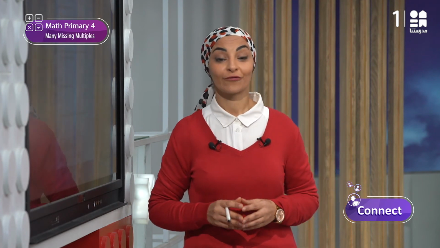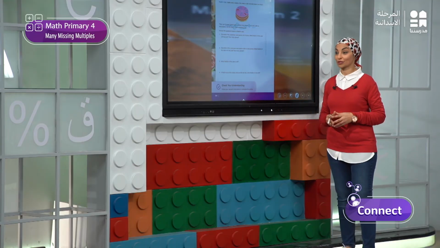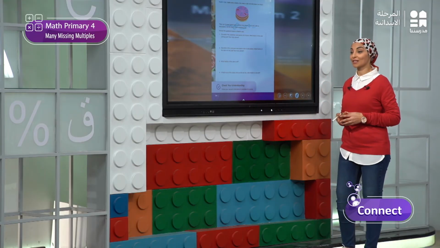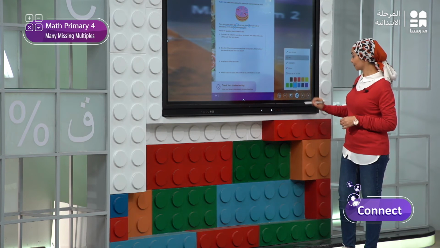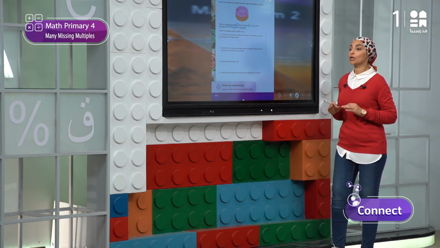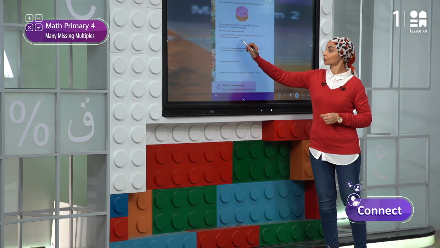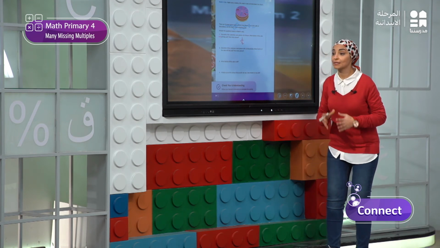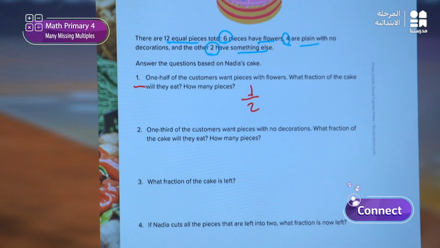And now after you have finished, I'm sure all of you found the answers to the 4 questions. We all solved the 4 questions. Come, let's check the answers all together. Let's see. Here in the first question, we know that 1/2 of the customers want pieces with flowers. Let's make the fraction that represents the half.